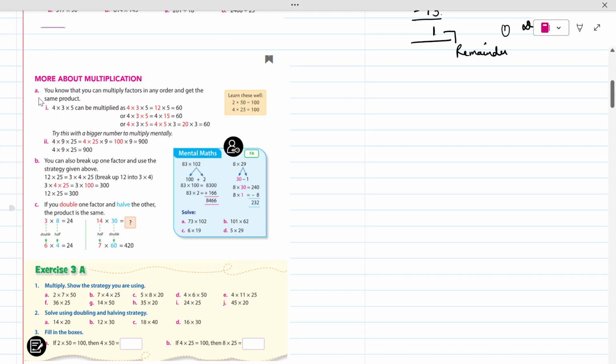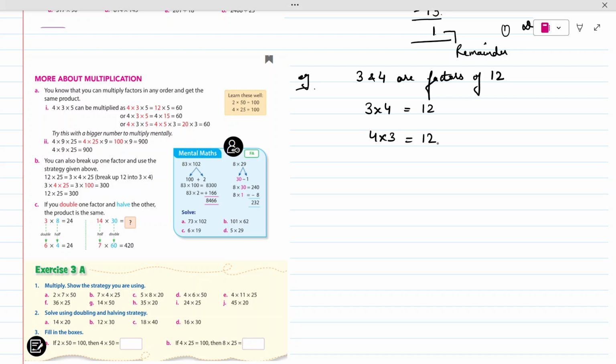The first one is, you know that you can multiply factors in any order and get the same product. Here I am giving the example of 12, which we just did. We have seen that 3 and 4 are factors of 12, because they divide 12 completely. If I do 3 into 4, we will get 12, and if I write 4 multiplied by 3, then also we will get 12.